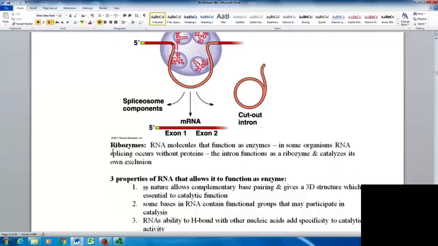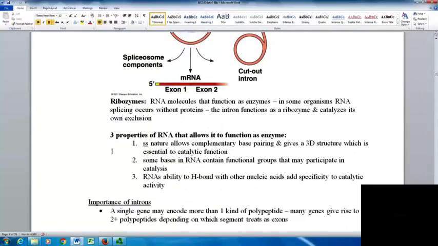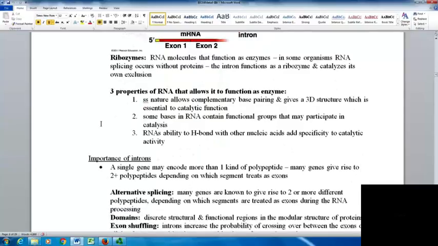Ribozymes are RNA molecules that function as enzymes. So in some organisms, the RNA splicing occurs without proteins. The introns function as a ribozyme and catalyze their own exclusion. RNA does work well as an enzyme for a few reasons. It's single-stranded, so this allows complementary base pairing and gives it a 3-dimensional structure that is essential for catalytic function. Some of the bases in RNA have functional groups that may participate in catalysis, and RNA has the ability to hydrogen bond with other nucleic acids and add specificity to the catalytic activity.